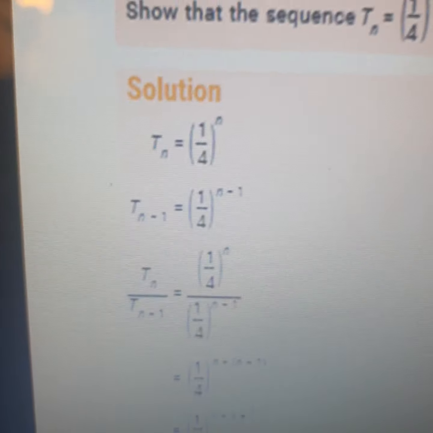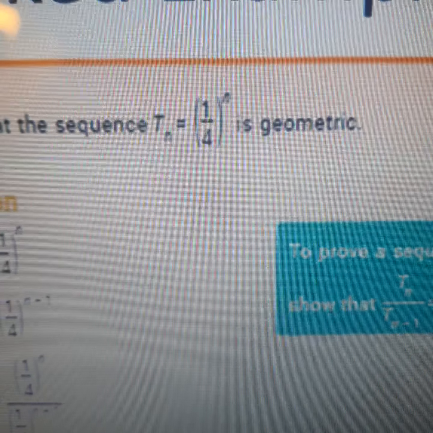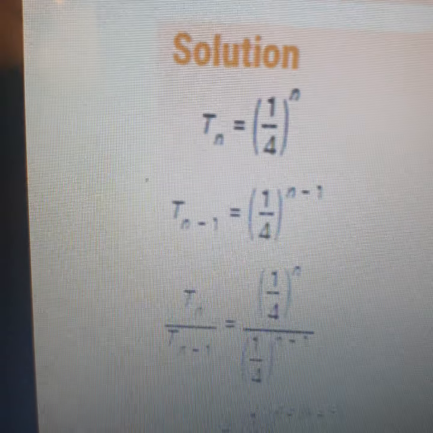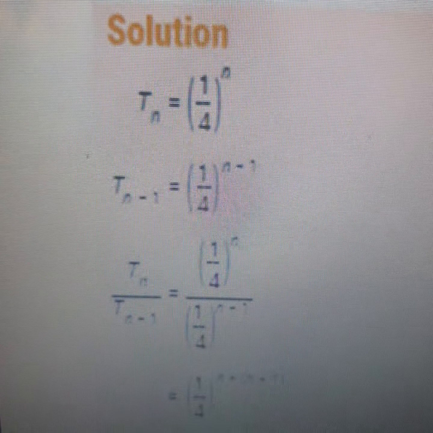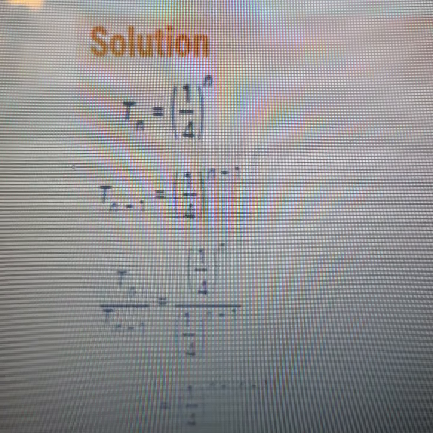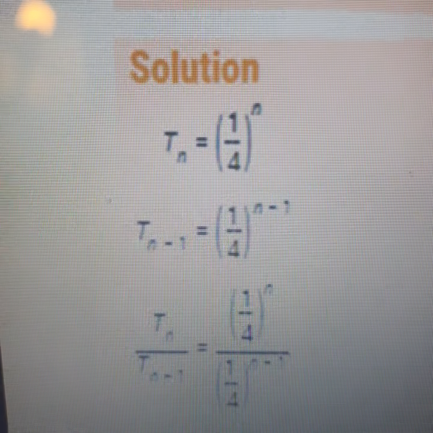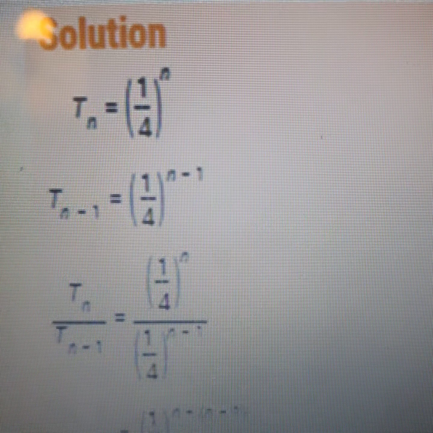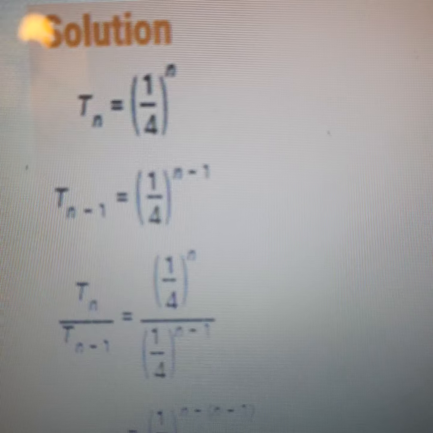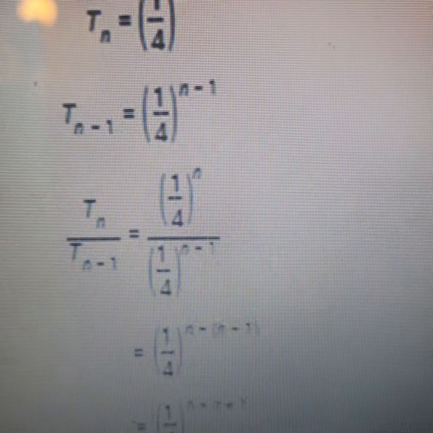So let's look at what we have here, right? And we're dealing with just in terms of Tn. So we don't know what term 1, term 2 are. So Tn is equal to 1/4 to the power of n. Tn minus 1 then, so literally that's just changing the power of n to n minus 1. So now we're putting Tn over Tn minus 1, right?